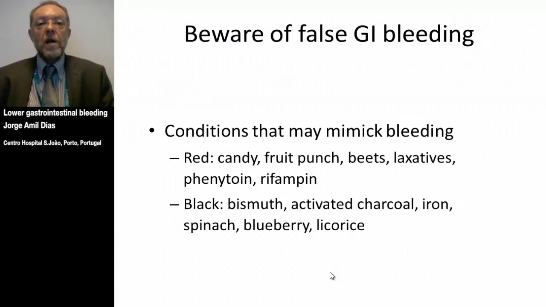We have to be aware that some events may mimic GI bleeding, like some sorts of foods like candies, fruits, beets, laxatives, phenytoin, rifampicin. All of these may lead to change in the color of stools and may mimic blood. Therefore, if a patient has any of these pre-existing situations, we must reevaluate whether actually we are facing a bleeding or not.